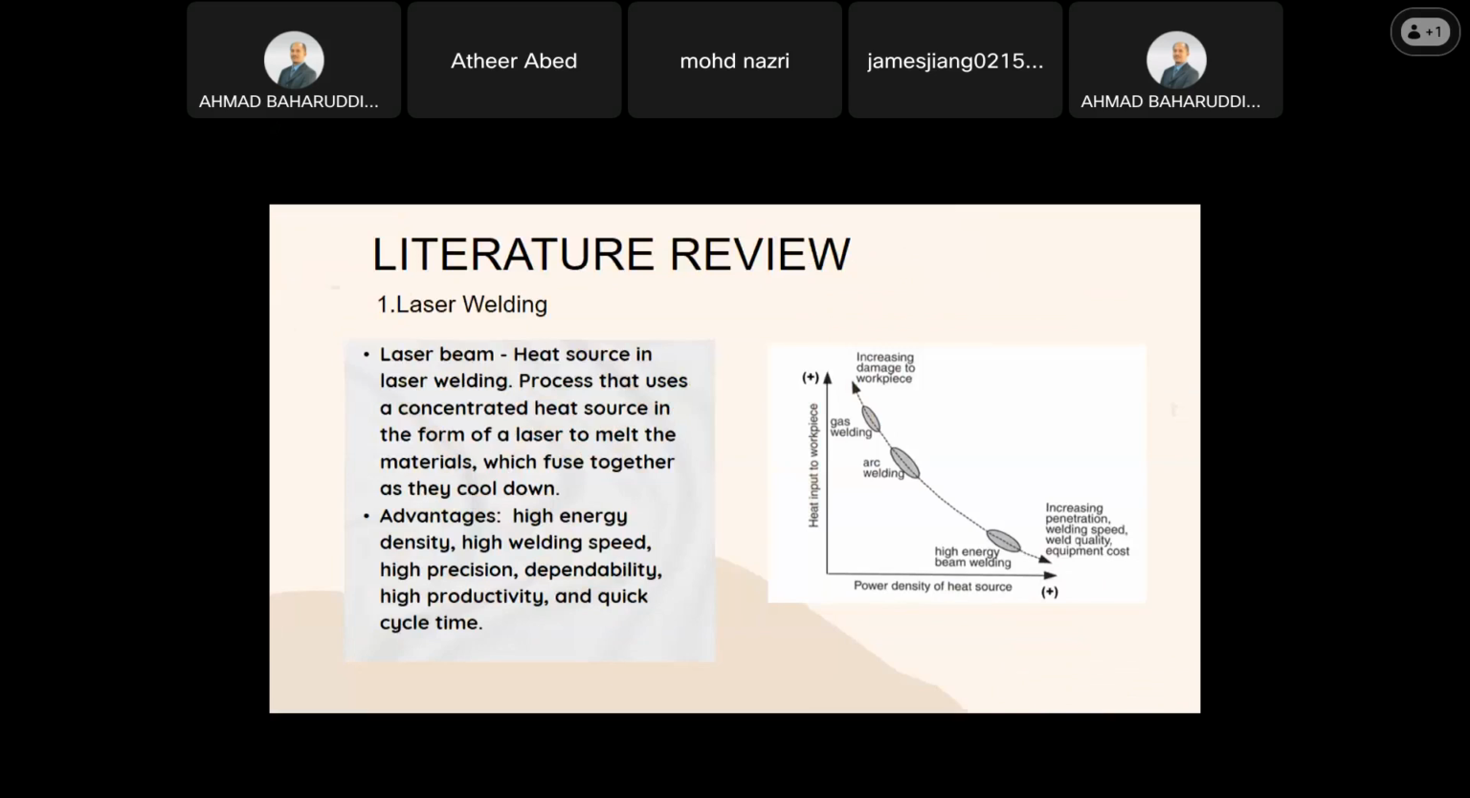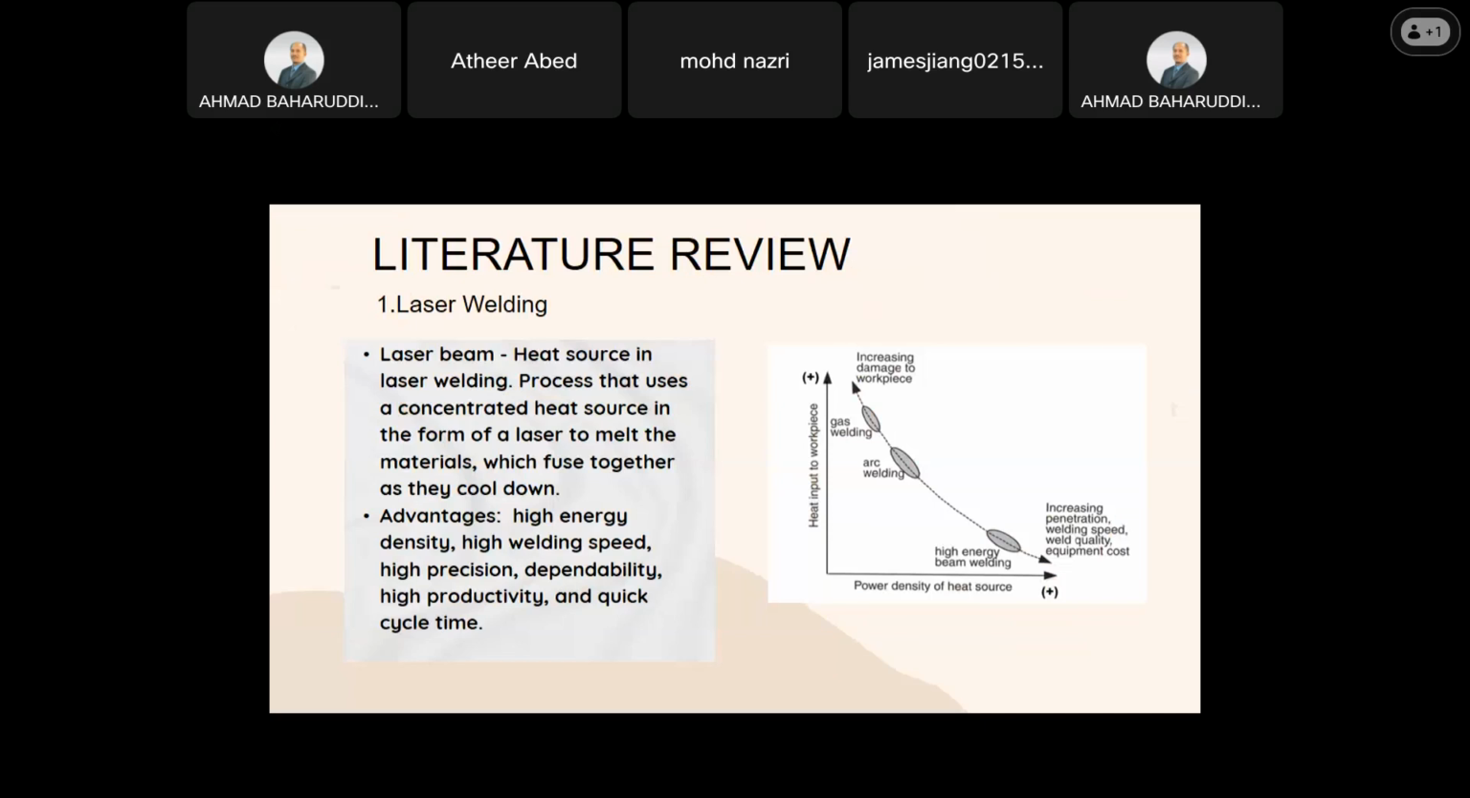So this is the first literature review that I've found from the research. The first is the laser welding. The source of the laser welding is from the laser beam. The laser beam can be carbon dioxide, solid state laser, or fiber laser. And the laser welding is the process that uses a concentrated heat source in the form of the laser to melt the materials which fuse together as they cool down.